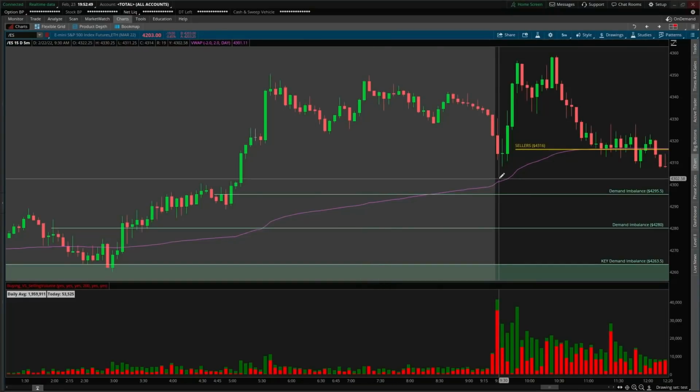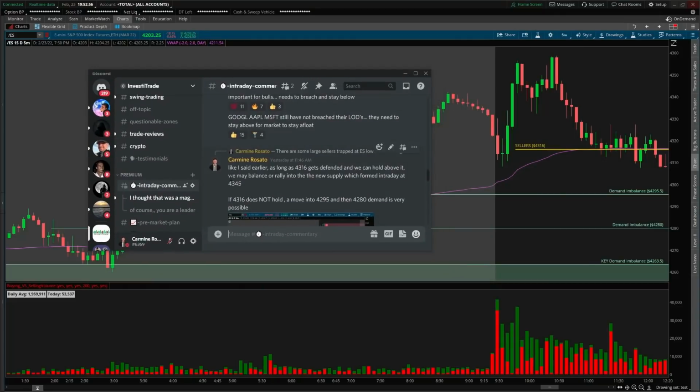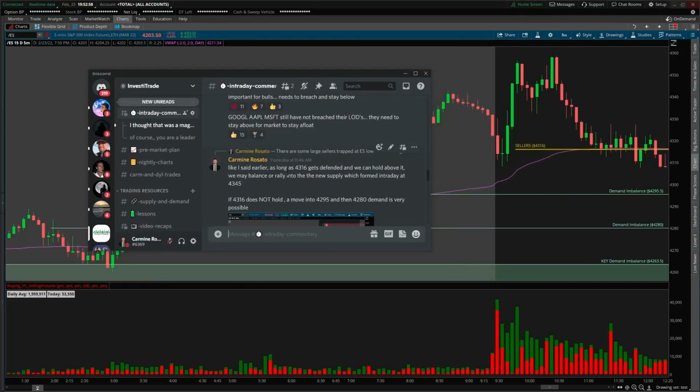So we have an example on the S&P 500. This was a trade on February 22nd. I posted this in the Discord, and I basically said that we had a 4316 area where there were some large sellers trapped. As long as this area gets defended and we could hold above it, we may balance or rally into supply near the highs. However, if 4316 does not hold, a move into the 4295 and 428 demand zone is very possible.